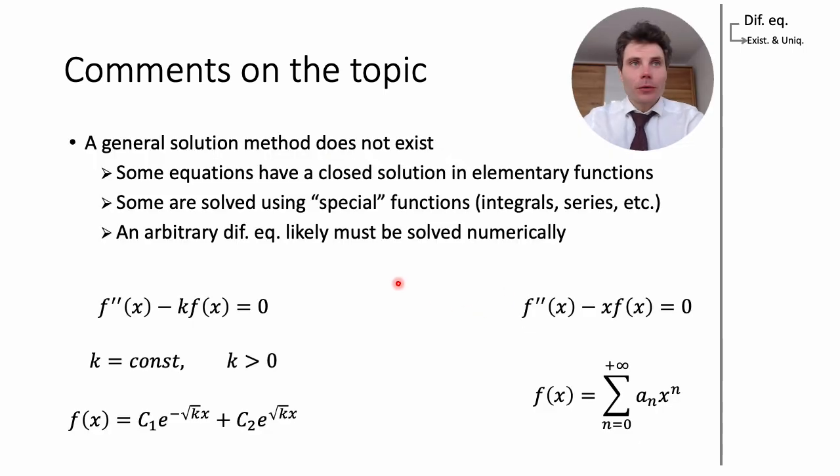On this, the good news are over for a moment. Let's examine some sad properties of this whole topic. A general solution method does not exist, meaning that there is no algorithm that allows you to solve an arbitrary equation. For some equations, a closed solution in elementary functions is available. Like, for example, this equation here. The second derivative of f with respect to x minus k times f of x itself equals 0. Here k is a positive constant.